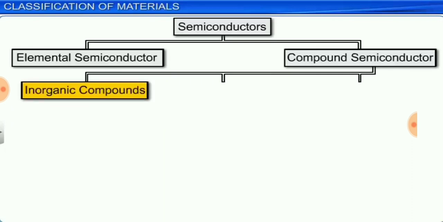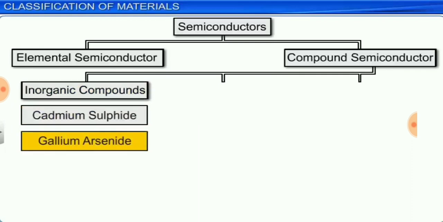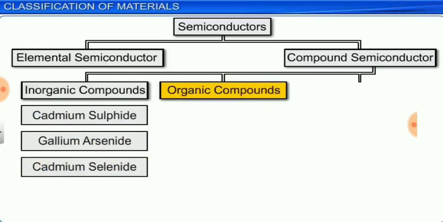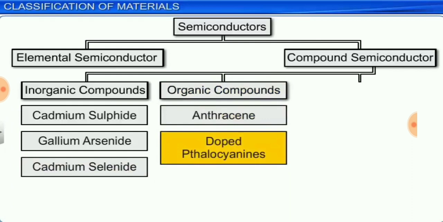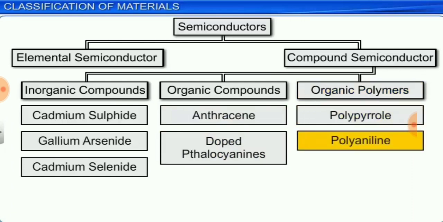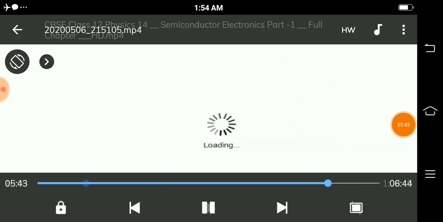Okay, we have three types of compound semiconductors. Inorganics, for example: cadmium sulfide, gallium arsenide, and cadmium selenide. Organic compounds: anthracene, doped phthalocyanine. Organic polymers: polypyrrole, polyaniline, and polythiophene. Okay, these are the examples of compound semiconductors, children.